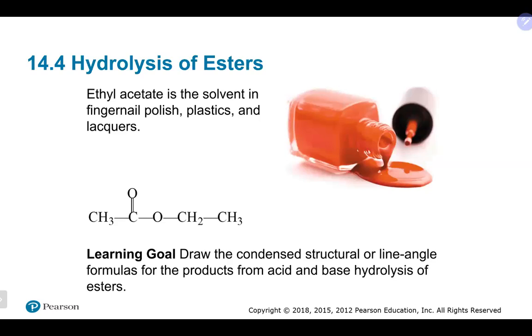So let's talk a little bit about the hydrolysis of esters. Hydrolysis usually means water, so water is involved. Ethyl acetate, as we see here, is a solvent used in fingernail polish, plastics, and so forth. But a hydrolysis reaction basically means we're going to add water back in. If you think about it, to make the ester, we took water out. So it's kind of the reverse process if we add the water back in.